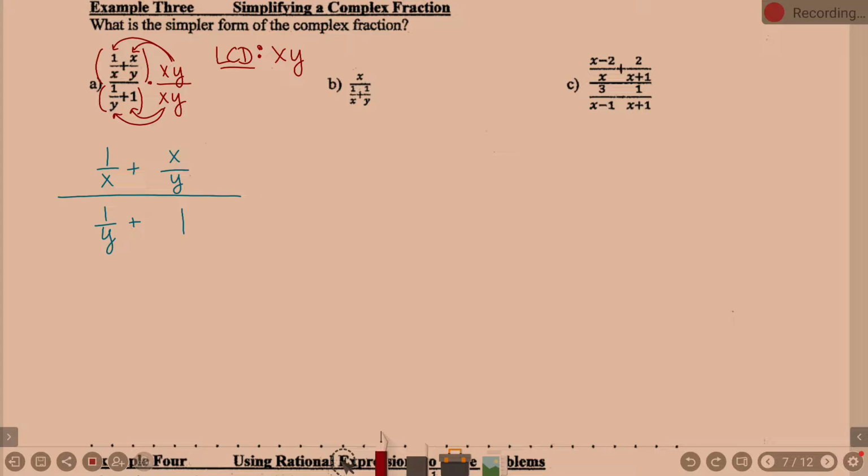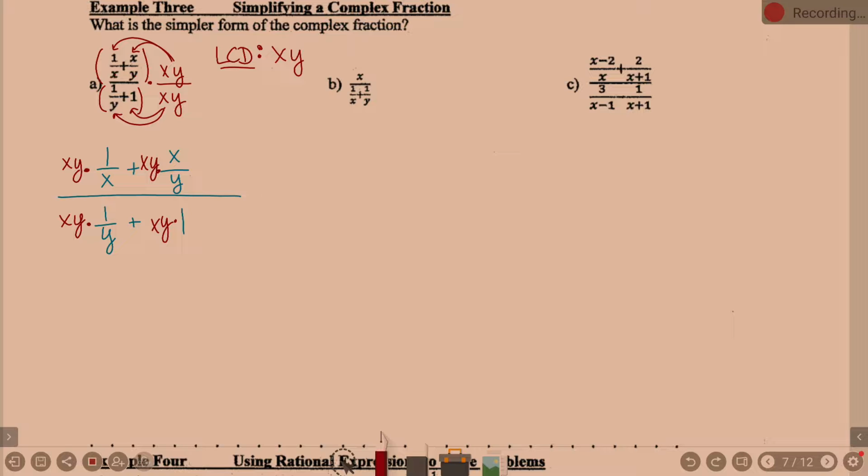Every term is being multiplied by what? xy. So I'm going to multiply 1 over x by xy. I'm going to multiply x over y by xy. I'm going to multiply 1 over y by xy. And I'm going to multiply the 1 by xy. I'm not saying you'd have to write out like this, but this is the visual I think that helps.